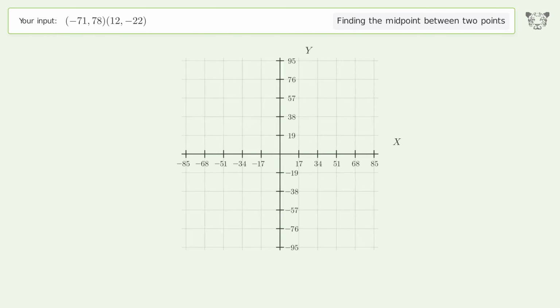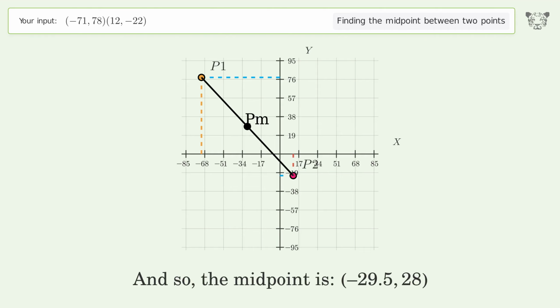And so, the midpoint is negative 29.5, 28.